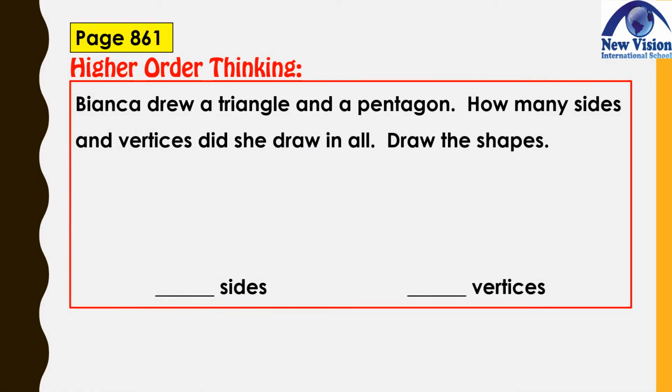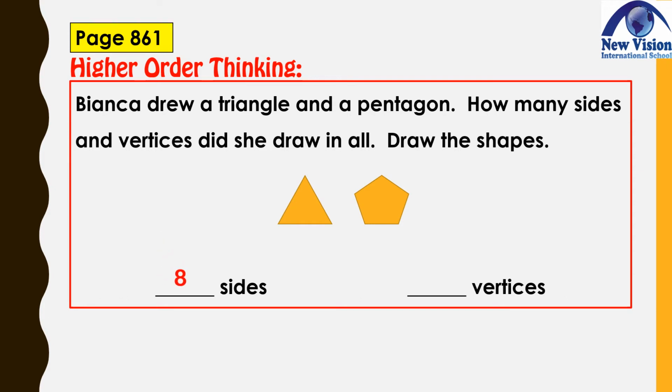Higher order thinking. Bianca drew a triangle and a pentagon. How many sides and vertices did she draw in all? Draw the shapes, a triangle and a pentagon. How many sides in all? A triangle has 3 sides and a pentagon has 5 sides. So 3 plus 5 is equal to 8. So we have 8 sides.